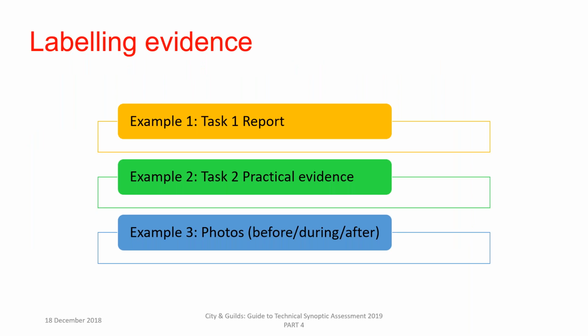Clear labelling is important as it supports the moderation process. It indicates what the evidence contains and how it relates to the task. Evidence should have a file name that clearly indicates the content of the document, such as the name of the task. Centres may also find it useful to include the candidate's name in the file name. For example, Task 1, Report, Jane Smith. Try to ensure that labelling is consistent throughout the cohort, with each candidate's evidence using the SAIL file naming conventions.